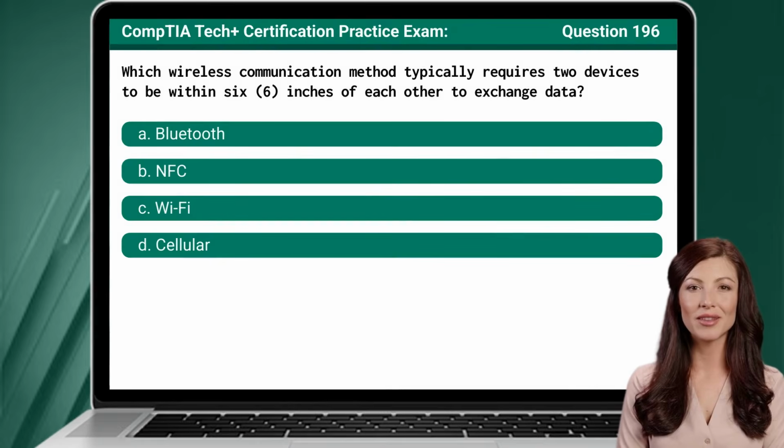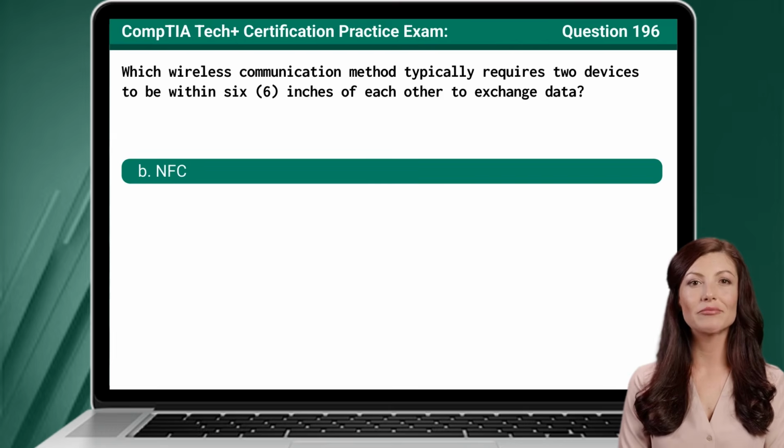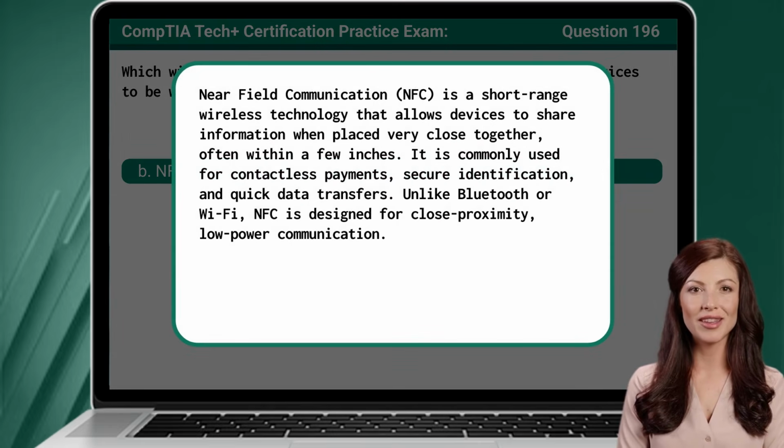Question 196. Which wireless communication method typically requires 2 devices to be within 6 inches of each other to exchange data? The answer is B. NFC. Near-Field Communication, or NFC, is a short-range wireless technology that allows devices to share information when placed very close together, often within a few inches. It is commonly used for contactless payments, secure identification, and quick data transfers. Unlike Bluetooth or Wi-Fi, NFC is designed for close proximity, low-power communication.